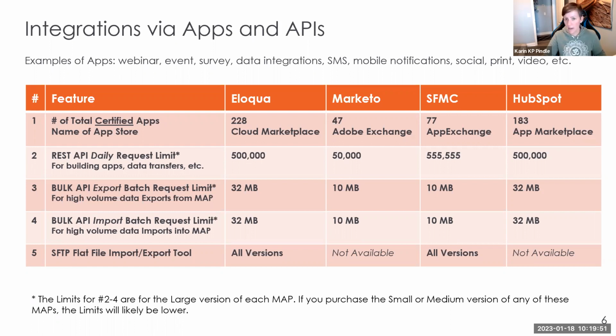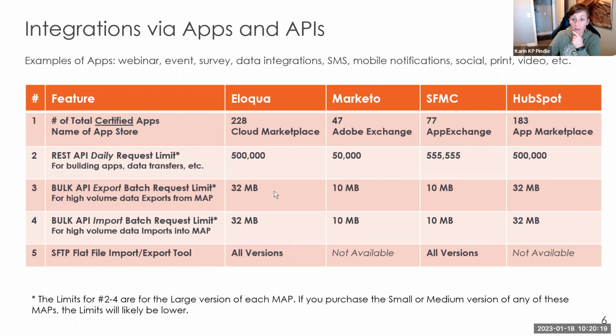Now the bulk APIs are commonly used for data transfers, not to run the apps. So it doesn't have to be high volume, but oftentimes it is. It might be, if you have a homegrown database and you want to integrate it with one of these platforms via API, you would oftentimes use the bulk API. So again, this is the max for any version, the highest version, of each of the marketing automation platforms. You can see this is the export limit and then the import limit. They're the same for each of the platforms.